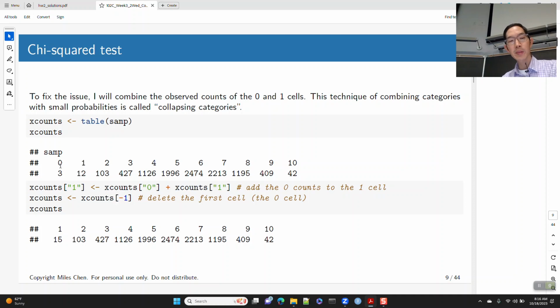We're going to take the categories, the outputs 0 and 1, and just combine them. So here I'm going to take the counts from 0 and add them to the counts from 1, and then delete that. So I take these 3 and add them to 12, and I get 15, and I delete the original one. So you have to do this in a manual way. At least in base R, there's not a function that will just combine categories for you.